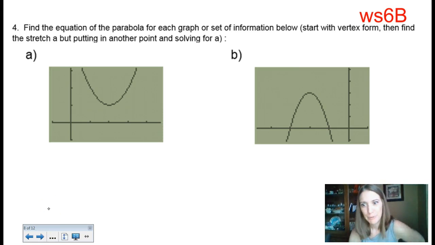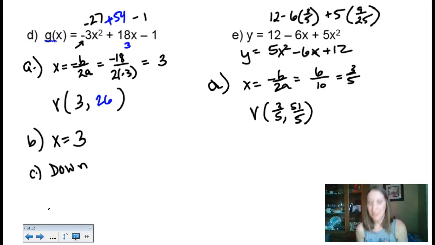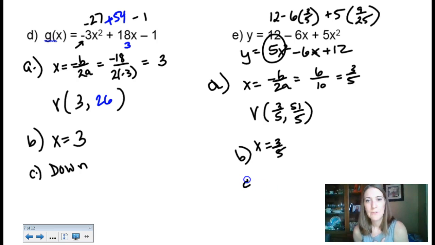Oh, there's the problem, Bruzo's back. There's the vertex. The axis of symmetry, or the line of symmetry, is x equals 3/5. And then it has a, where are we at? Positive a value, so it's going to open up. Okay, great.